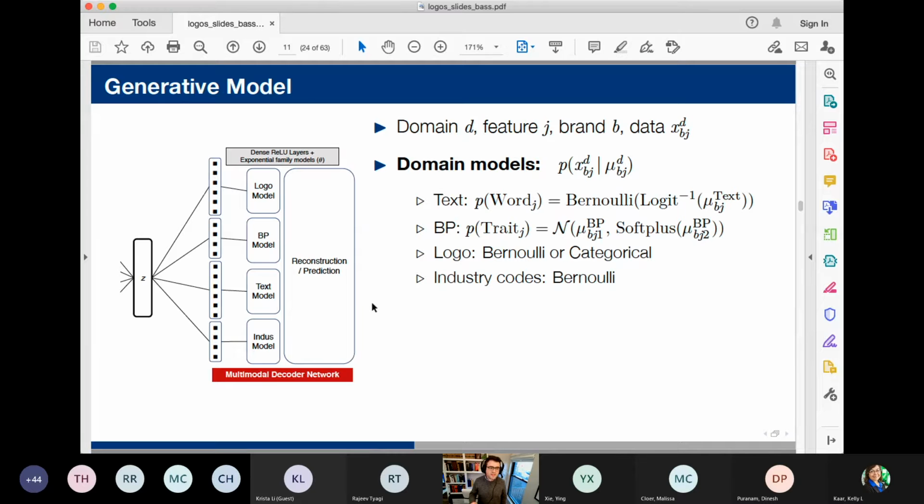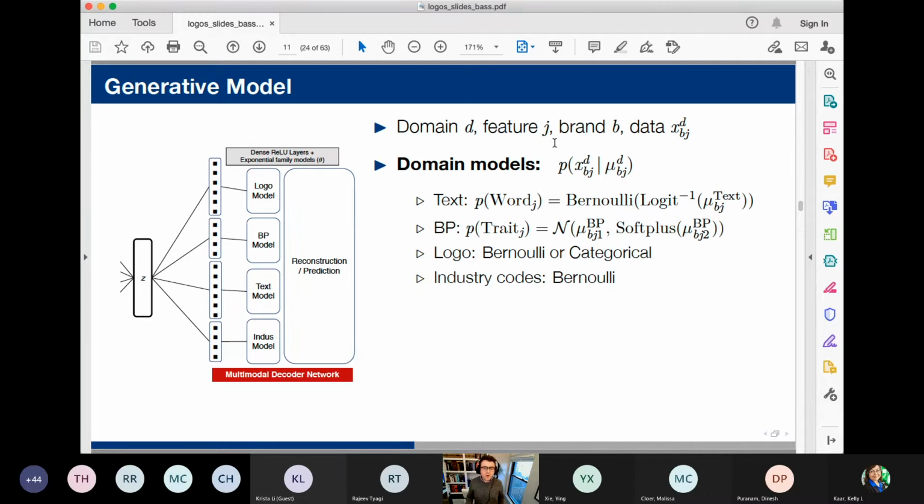As I said, this is the model. If you think about the representation of the brand as the parameters, what this part is doing is saying: given some representation of a brand, that Z, how do we define a likelihood over all of those different features that we have access to? Using the notation with domains as D, specific features, like whether or not there's bold, as J, and brand as B, we're given data which exists at the intersection of D, J, and B. And we want to define a likelihood over that X_BJD.